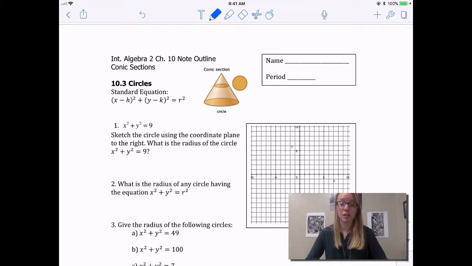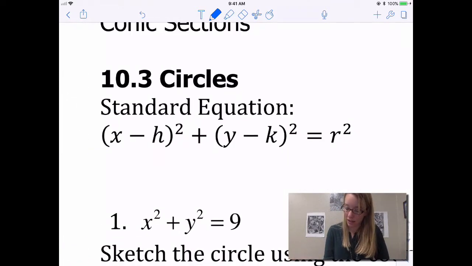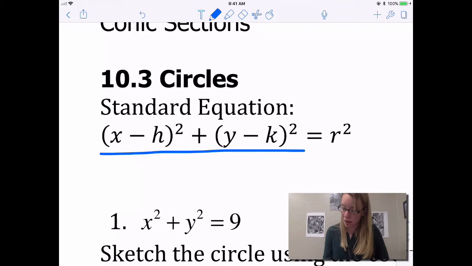So the first conic section that we're going to start with is a circle. You guys have seen circles before, but you've probably never graphed a circle in Algebra 1 or geometry. So here is the standard equation of a circle. We have (x minus h) squared plus (y minus k) squared equals r squared. Here h and k are just numbers. X and y are always x and y. And then r is also just a number.